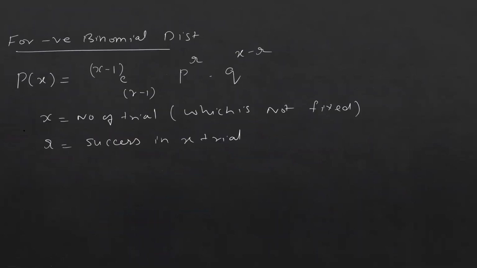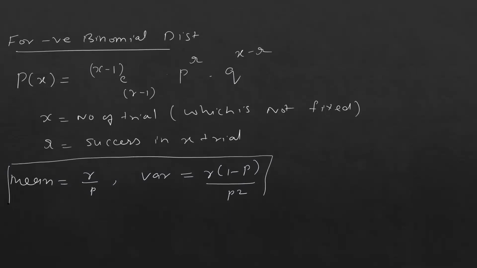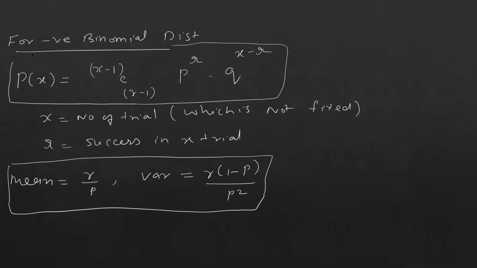So this is the only part you have to remember. Then the mean of this, I will just give you directly, is R by P, and the variance is equal to R into 1 minus P by P square. There is no derivation required for this, only this part you have to remember. That's it. The probability distribution: X is the number of trials, R is the successes in X trials, and the mean and variance. That's all. Any doubt in this?